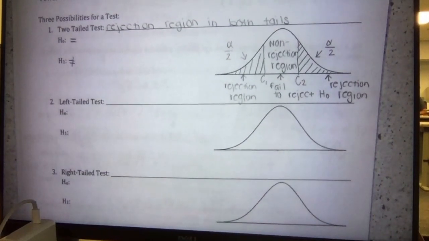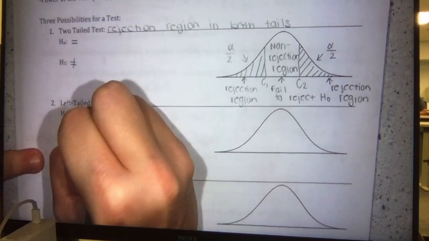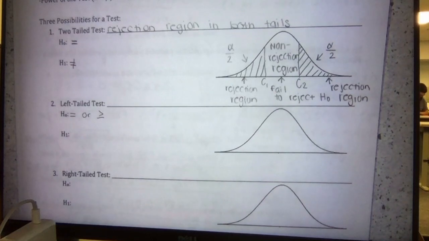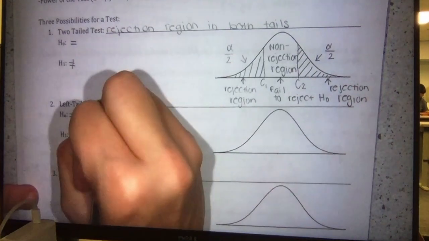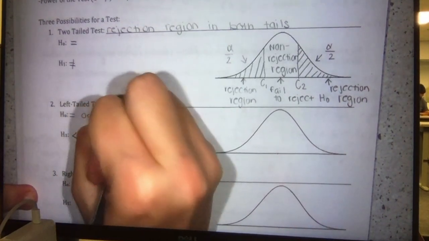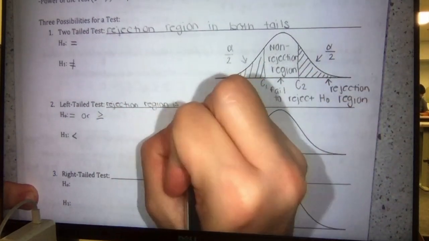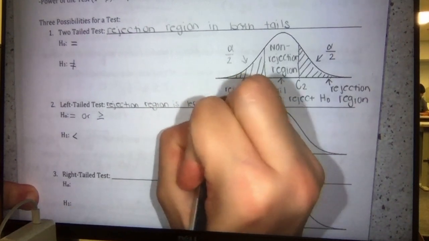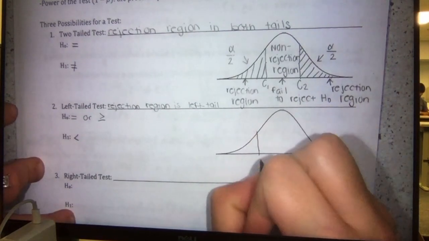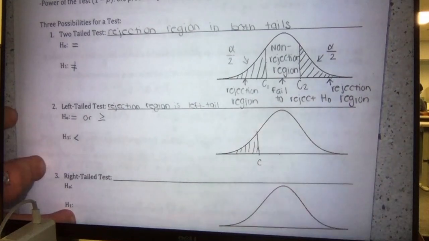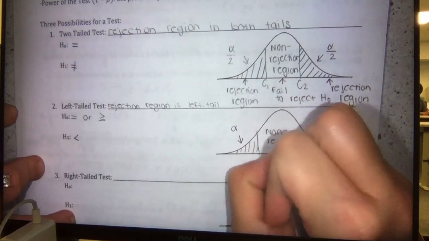We also have a left-tailed test. For our left-tailed test, our null hypothesis is going to be equals or greater than or equal to. And then the alternative hypothesis is going to be the opposite, so it's going to be less than. And for this case, our rejection region is in the left tail. So we have our critical value in the left tail. We only have one tail, so this is going to be our alpha. So this is going to be our non-rejection region.